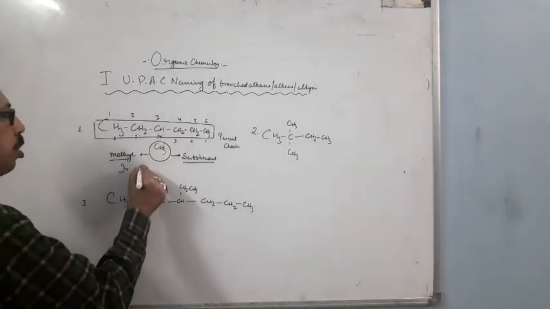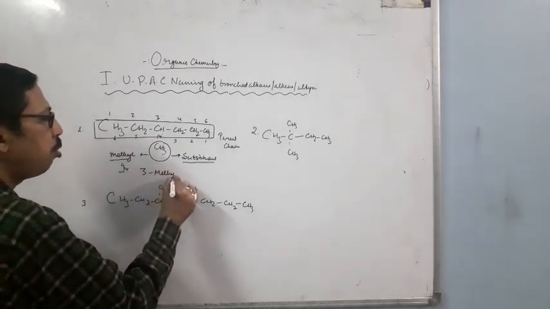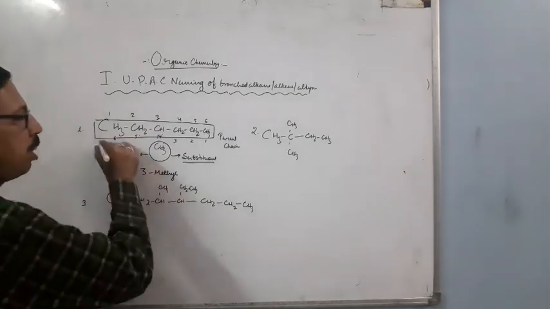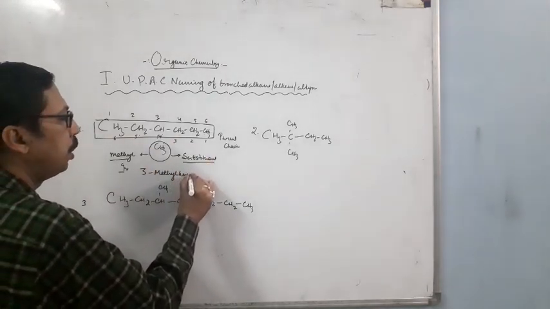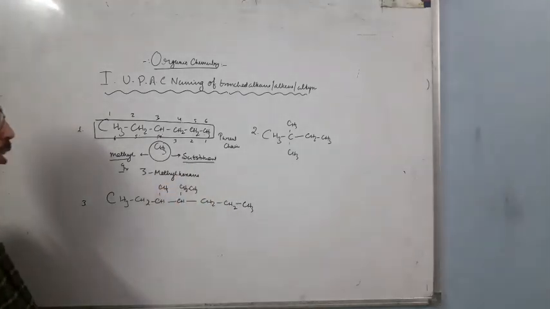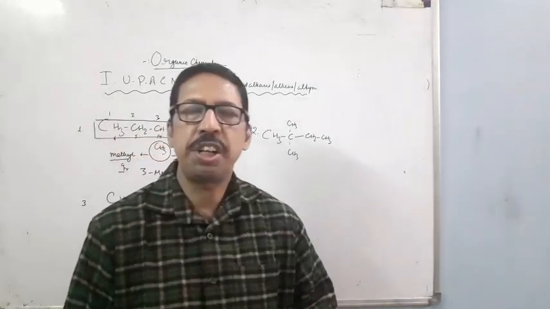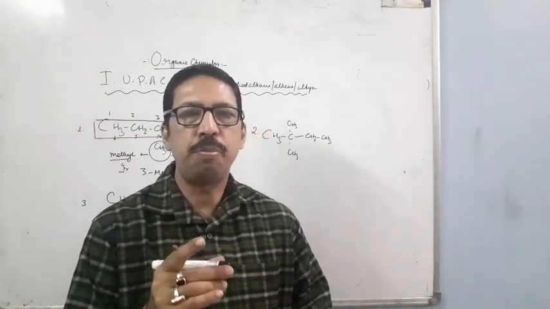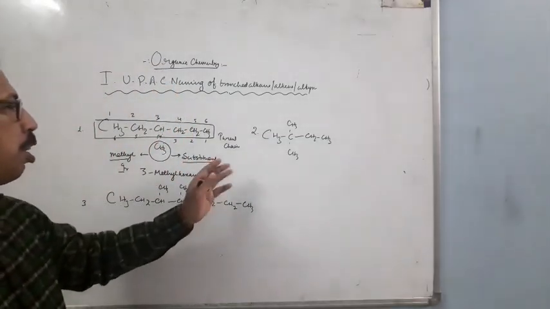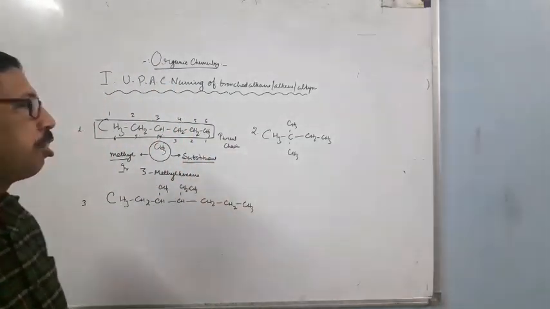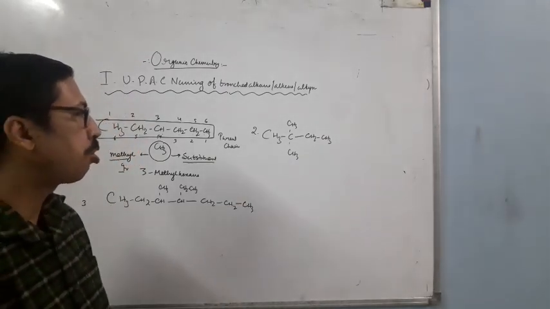Position number of the substituent is 3, dash, name of the substituent: 3-methyl, and how many carbon atoms are there? 6 carbon, 3-methylhexane. So it is very simple to figure out how to write the IUPAC name of a branched chain organic compound or hydrocarbon. Now in the next example, we have to write the IUPAC name of this.